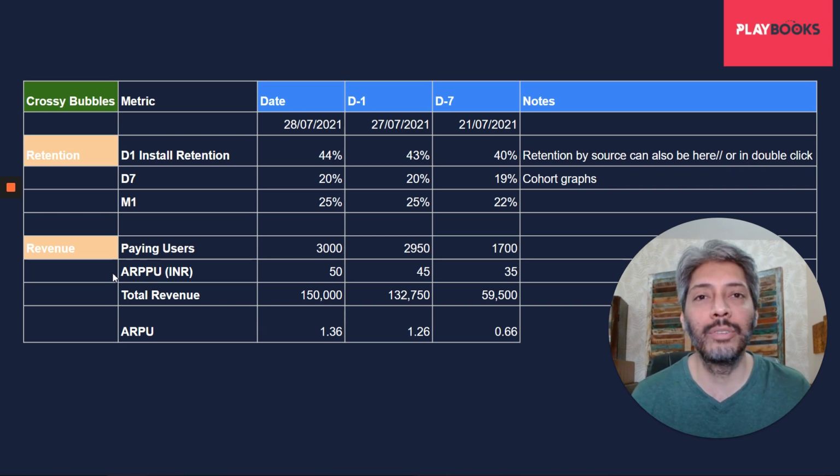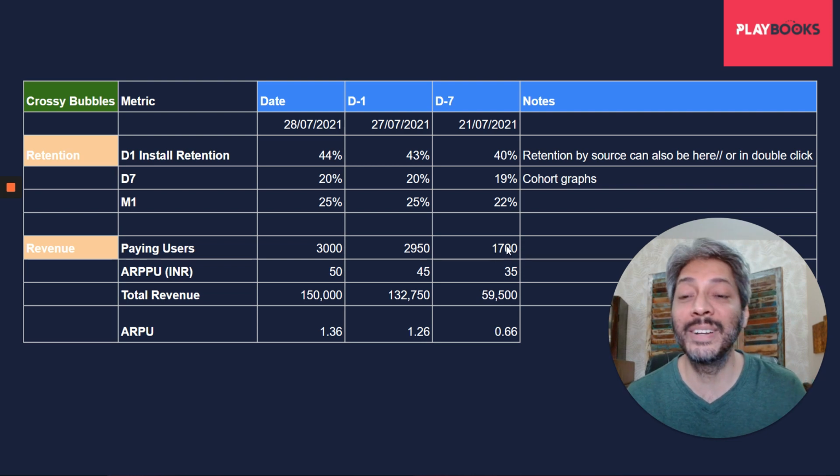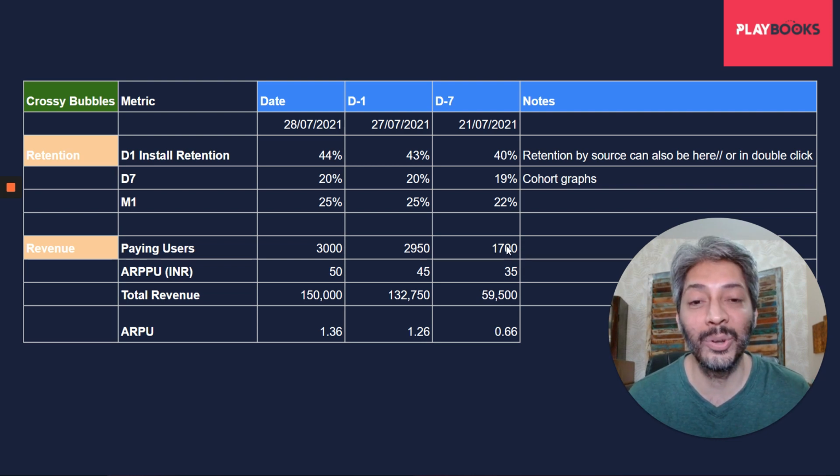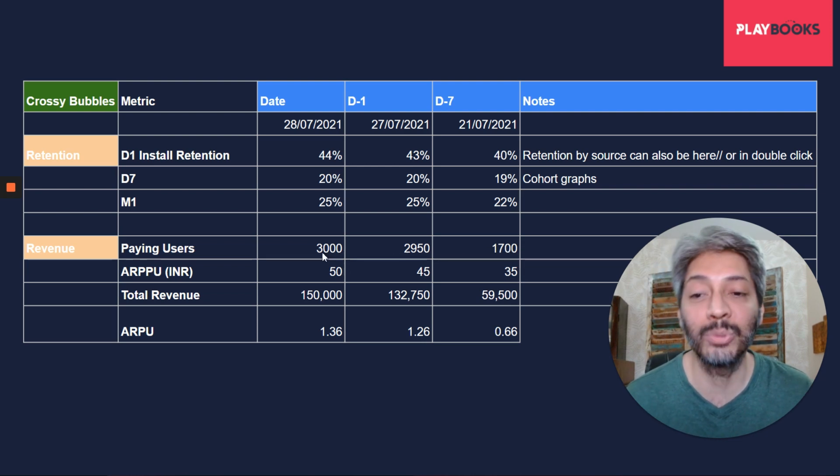The last bit is revenue. You're running a game, you're monetizing this game. So how many users paid? Now, clearly the number of users who've been paying for your game has been going up. There were 1,700 users who were paying for your game a week back, and now that's up to 3,000 users.